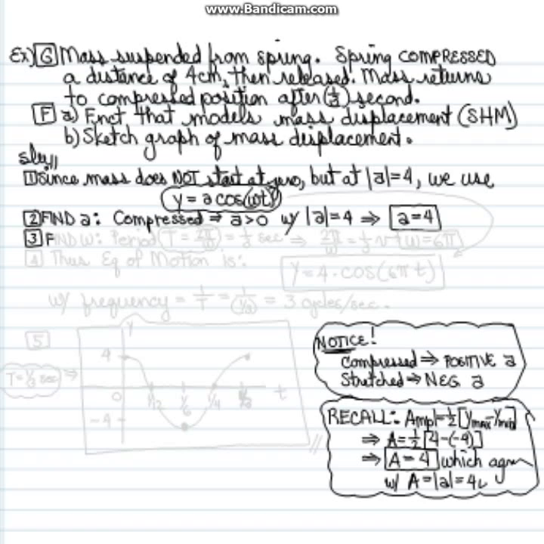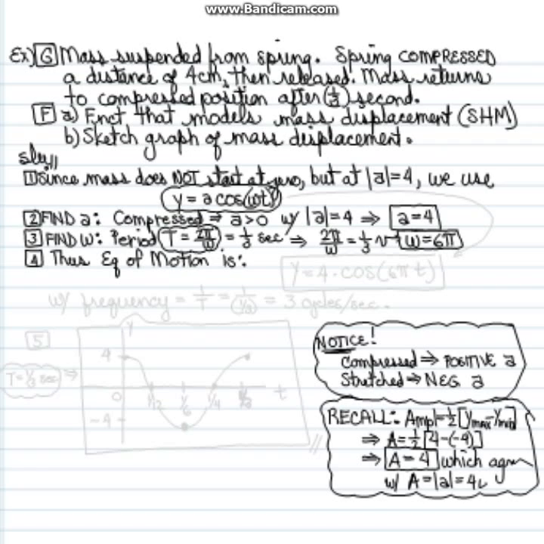Okay, step 3, find omega. The definition of the period is T equals 2 times pi over omega. Well, wait a minute. We know the period. It returns to its original position in 1/3 of a second. So period T is 1/3. So 1/3 equals 2 pi over omega. Just solve that equation for omega. Omega equals 6 pi.